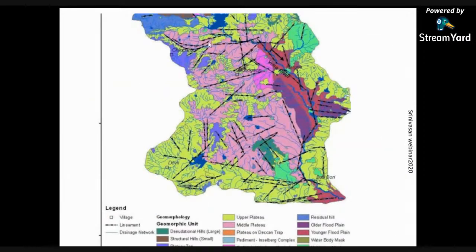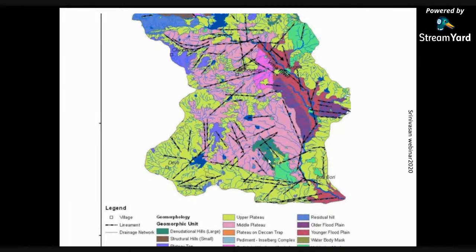Now the geomorphological map is overlaid with the drainage pattern. The drainage density is important from the groundwater potential point of view. Then the lineaments are superimposed, so the geological theme will be there. All the themes are superimposed one upon another: the drainage, the lineament, the geomorphology and geology.